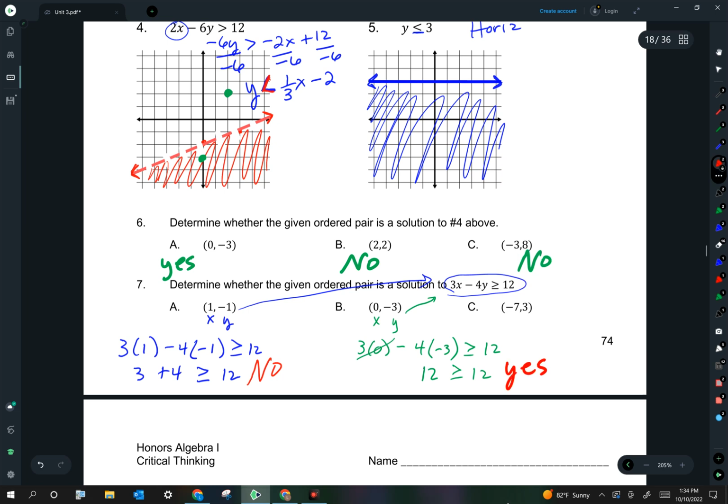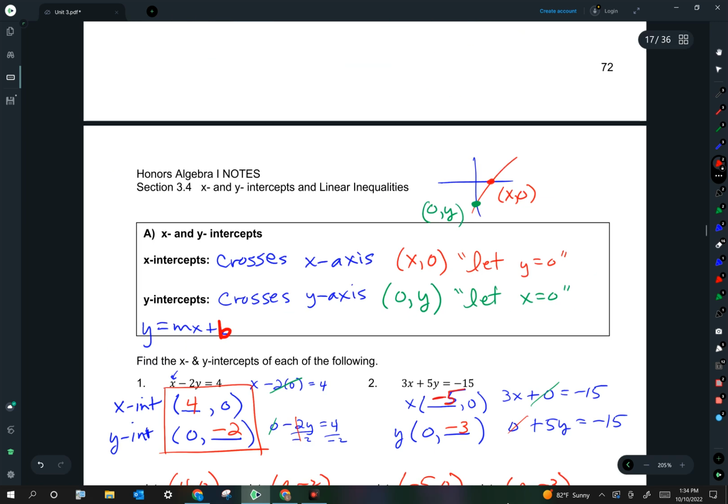And I know there's another one there, but I don't think we need that. I think you got the idea. All right, so that is section 3.4.